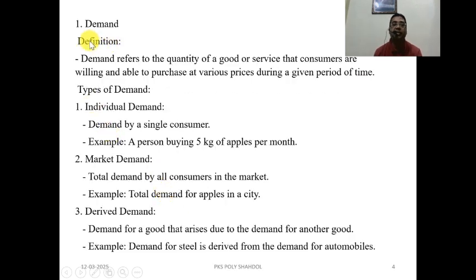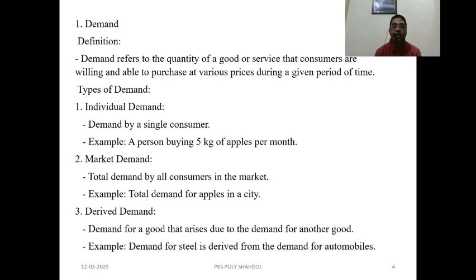So first, let us take demand. Definition: demand refers to the quantity of goods or services that consumers are willing and able to purchase at various prices during a period of time. And types of demand: individual demand, market demand and derived demand. Individual demand is demand by a single consumer. For example, a person buying 5 kilos of apples per month is an individual demand.